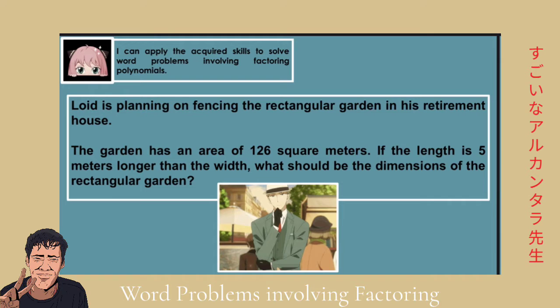So we have Lloyd, and he's planning on fencing the rectangular garden in his retirement house. So the garden has an area of 126 square meters. If the length is 5 meters longer than the width, what should be the dimensions of the rectangular garden? So we're going to apply the guide questions that we used before when you were young in doing word problems.